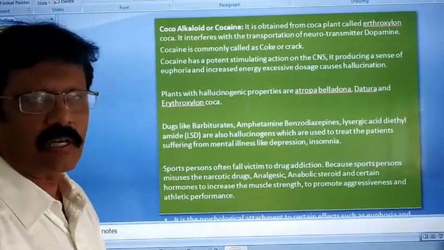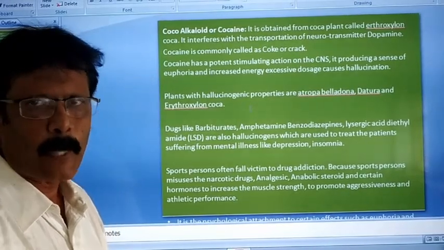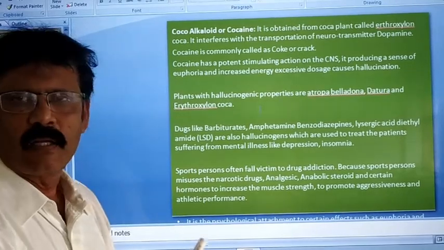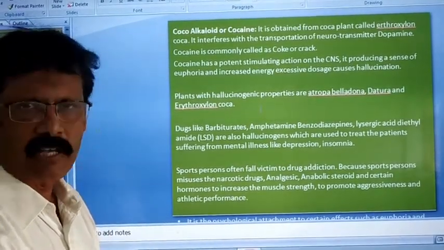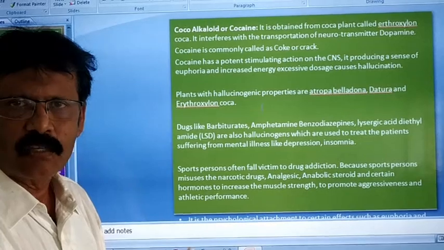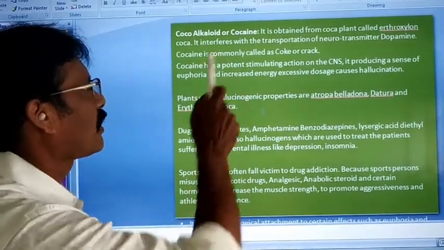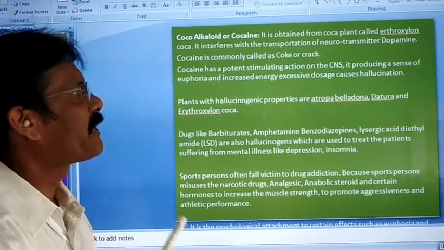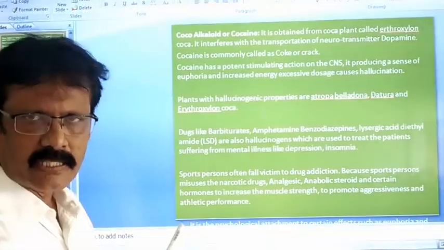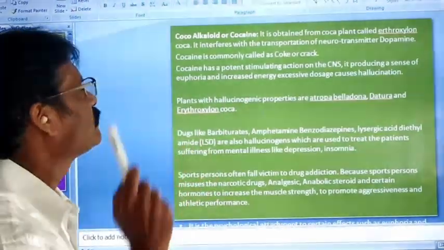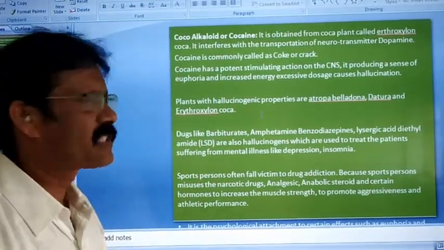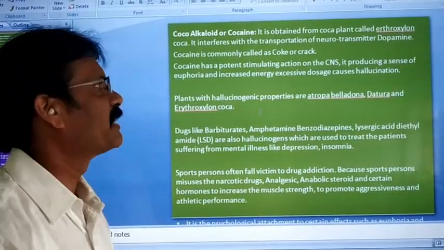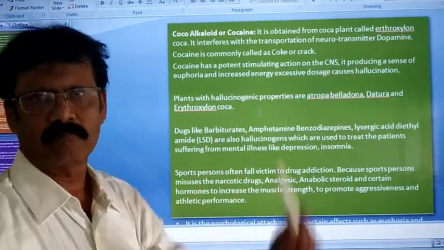So next one is cocoa alkaloid. What is cocoa alkaloid? It is also called cocaine. It is obtained from the coca plant called Erythroxylon coca. It interferes with the transportation of neurotransmitters such as dopamine.